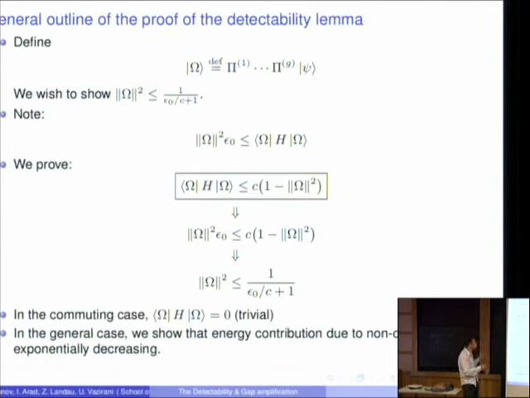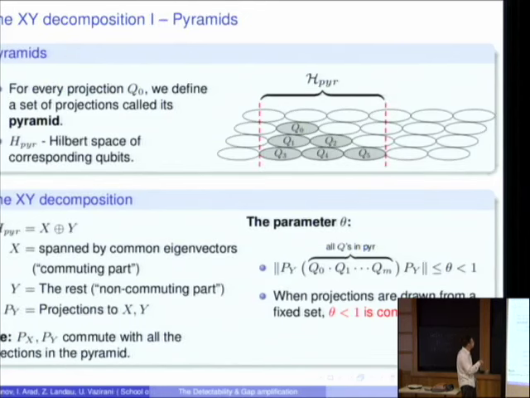So the idea of the proof is actually to show that the contribution due to the non-commutativity that we have in the general case doesn't contribute too much, and that we still somehow can reduce it to the commuting case. So the first part will be to somehow quantify the non-commutativity in the system. And this is actually the center of the proof. And we do it by using a decomposition that we call the XY decomposition.